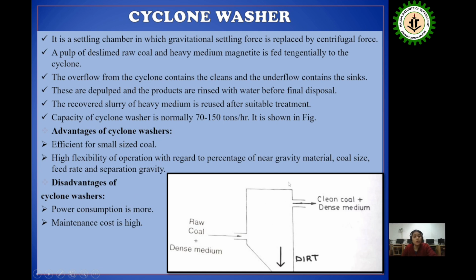And this type of cyclone washer also has some advantages and disadvantages. What are the advantages of the cyclone washer? Efficient for small size coal, high flexibility of operation with regard to percentage of near gravity material, coal size, feed rate and separation gravity. And the disadvantages of the cyclone washer are that power consumption is more and maintenance cost is high.